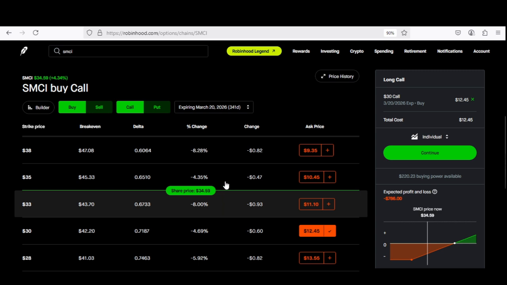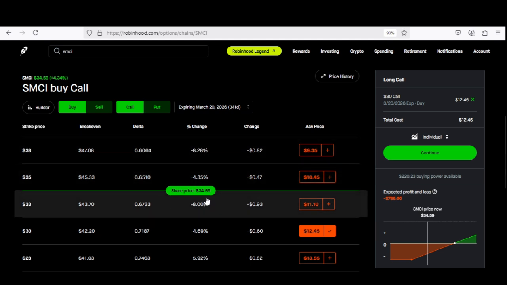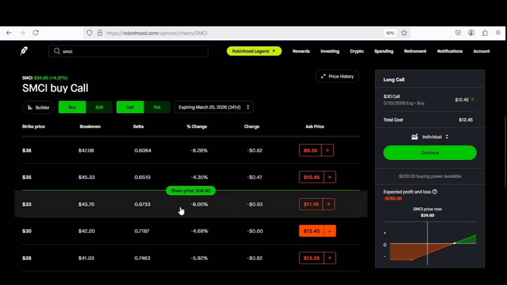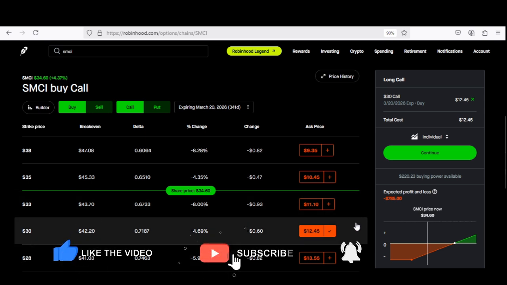If you were to buy 100 shares of SMCI right now, it would cost you 34.59 multiplied by 100 shares, and that's going to give you $3,459. However, if you were to buy a LEAPS option, that would allow you to control 100 shares for $12.45, or $1,245, which is less than half of the cost if you were to buy it outright. Now, that is one LEAPS option I'm picking up.